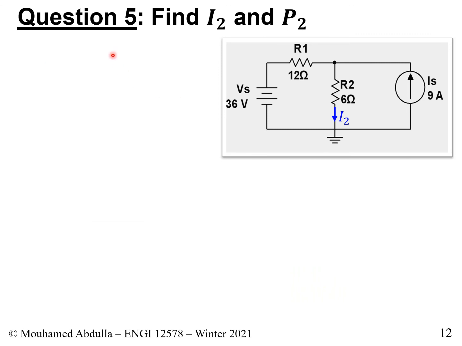Finally, we have question 5 with the following circuit. We have two sources, one voltage source of 36 volts DC, and we have a current source of 9 amps, and we have two components, R1 and R2, and we're interested to know the current that flows into resistor 2 in this direction, flowing downward.